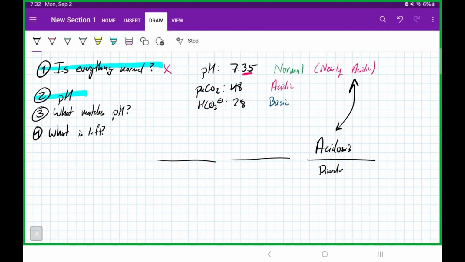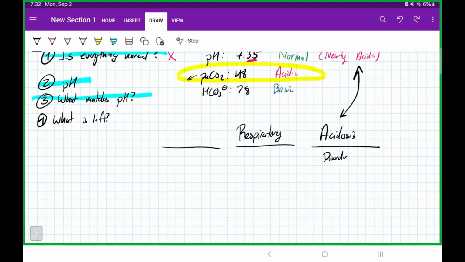Now, from here, everything flows exactly like the previous question. So, part 3, what matches the pH? Here, it's our PaCO2. The pH is acidic, the PaCO2 is acidic. So this is respiratory acidosis because our PaCO2 goes with our lungs. Those are lungs. They look like balls, but they're lungs. That's our system.